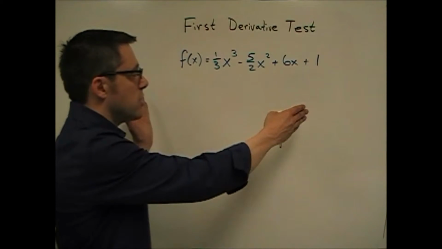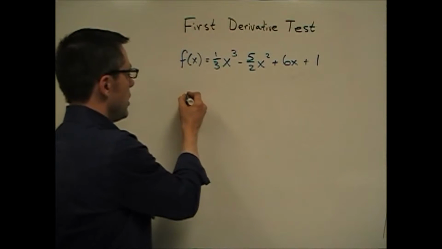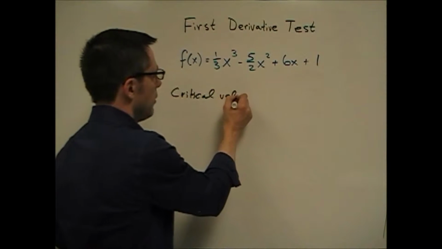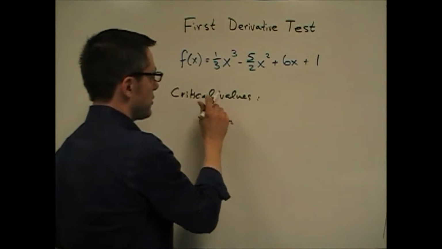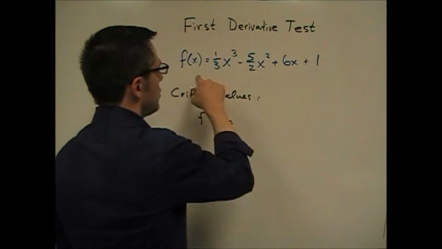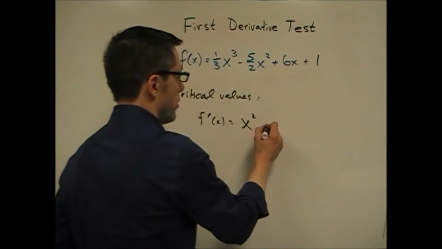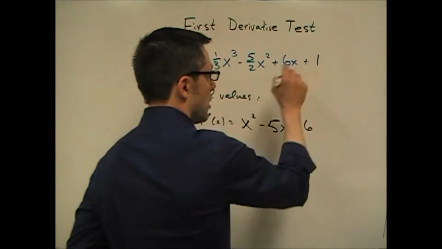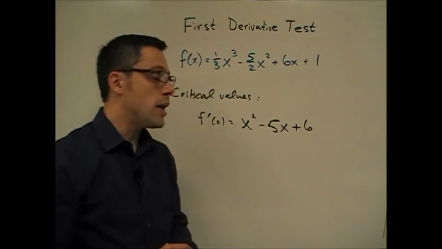So here's a function. It's a polynomial. I know how to take the derivative of all polynomials. In particular, if I'm looking for critical values, take the derivative. F prime of x, that's easy. It's going to be the derivative of each piece. So the 3 comes down, I get x squared, minus the 2 comes down, 5x, plus 6. Of course, the derivative of 1 is 0. So here's the derivative of this function.